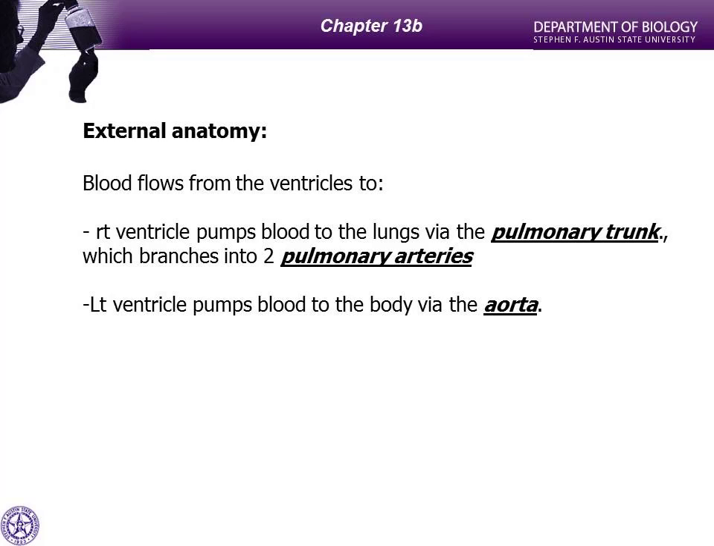The left ventricle, when it contracts, blood's going to get pumped into the aorta. You can call it the trunk of the aorta, the aortic trunk. That's going to go into the aortic arch and then through the body as aorta proper, or the dorsal aorta, as many refer to the aorta.